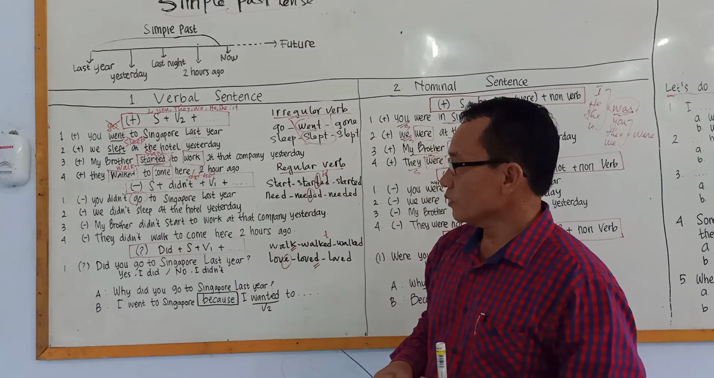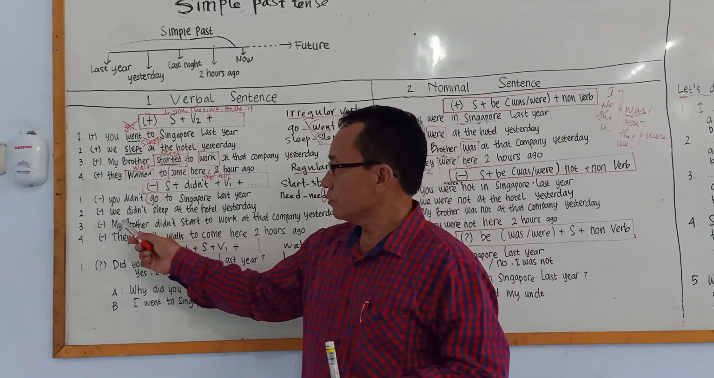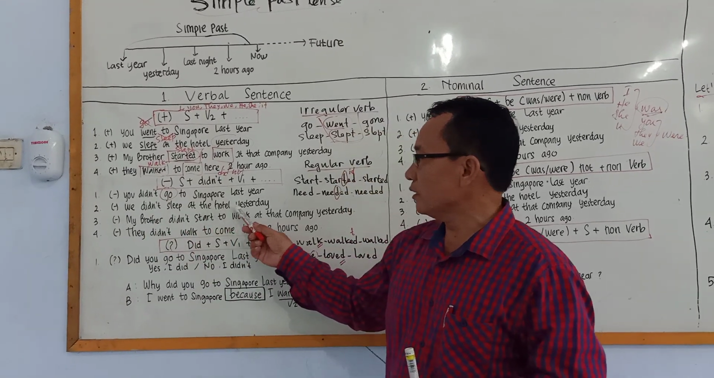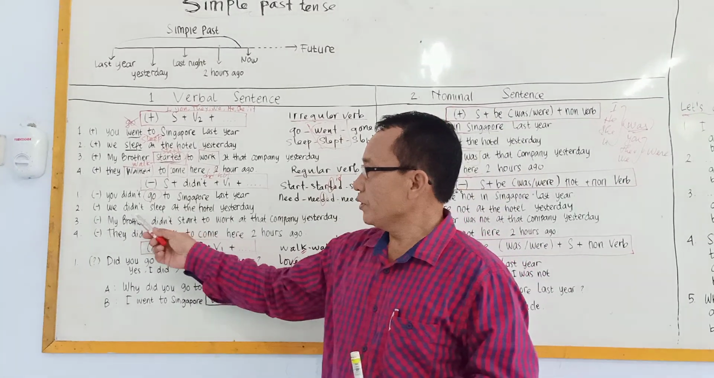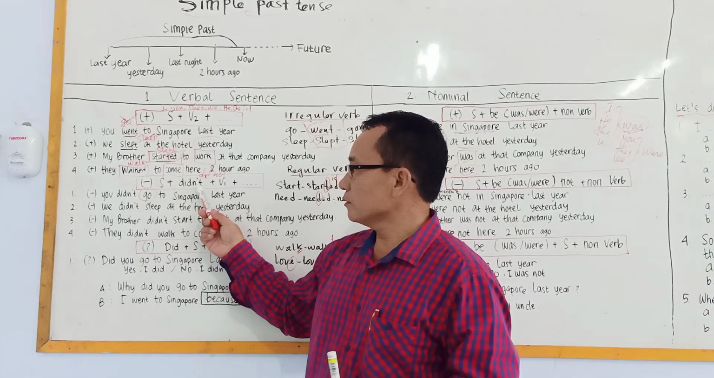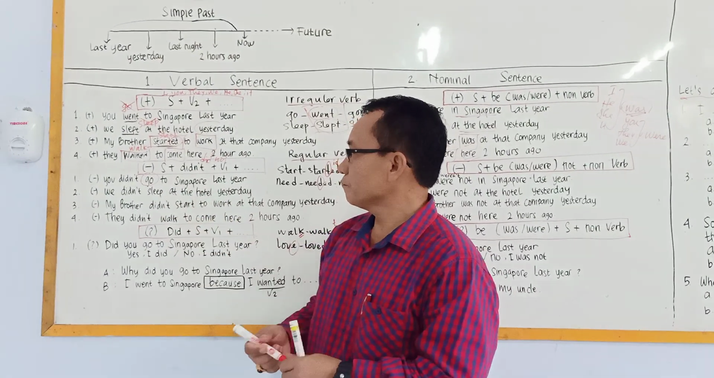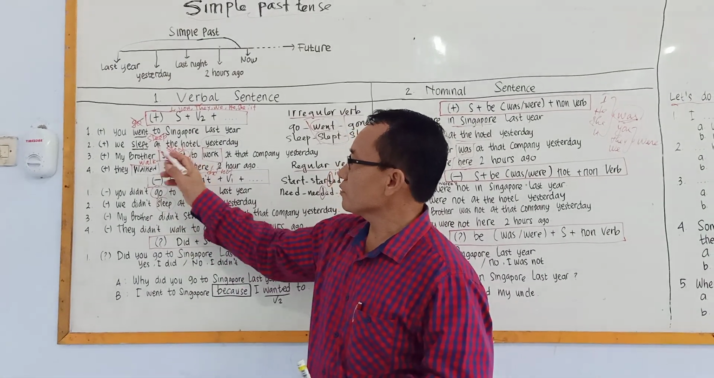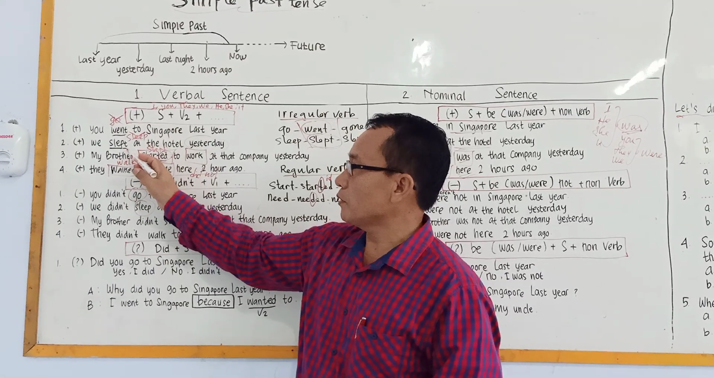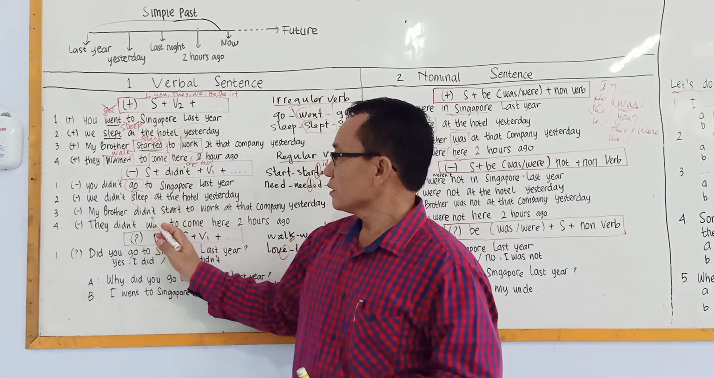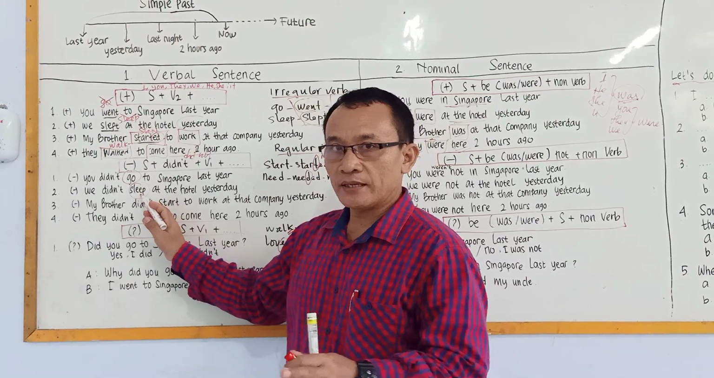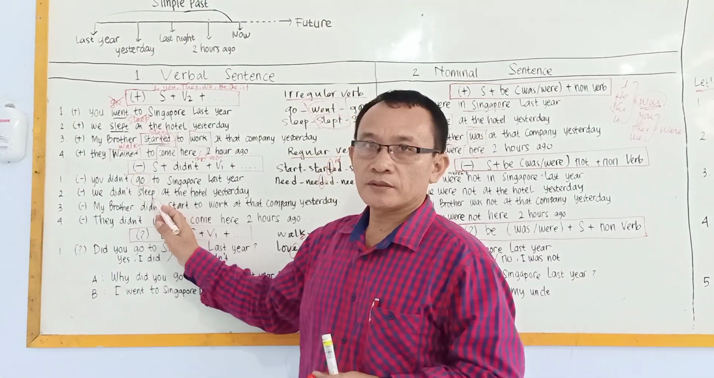Okay? Number 2, we didn't sleep at the hotel yesterday. We didn't. It is the formula. Sleep, verb 1, from slept. Base form from slept. Sleep. It goes back to verb 1. It is the rule.